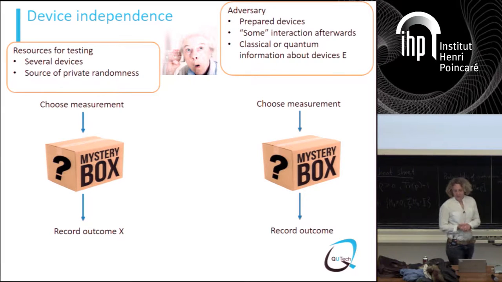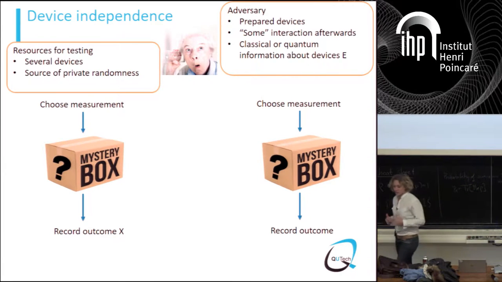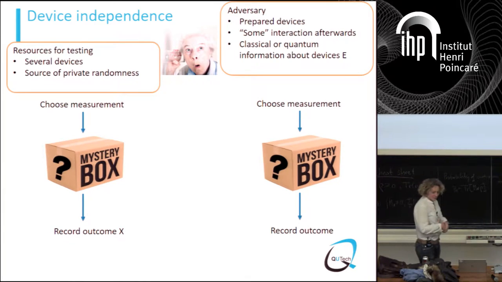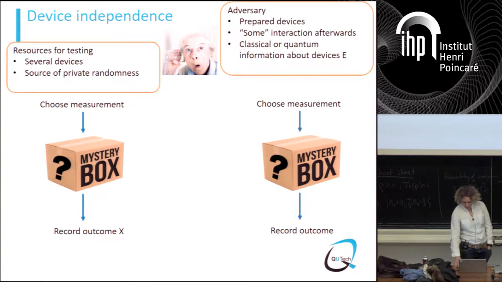So typically in device independence, in fact, we will have more than one quantum device. Okay? So there will be a few devices, and each of them, we can give inputs and observe outputs. But we are often going to assume some guarantees about these devices, namely, for example, that they don't talk to each other while we test them. So I can have more of them, I can put them all on my table, but they can't talk to each other.